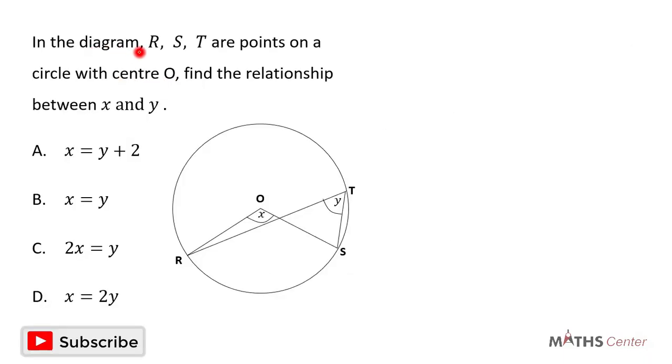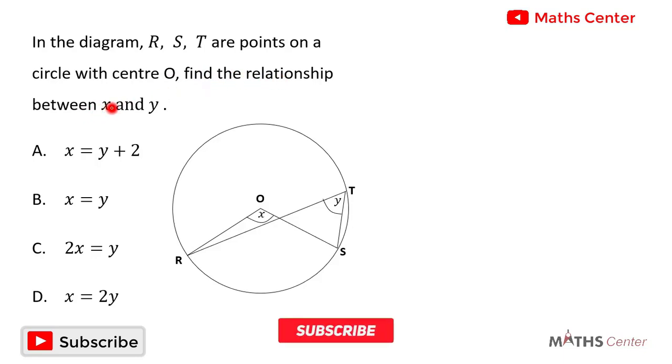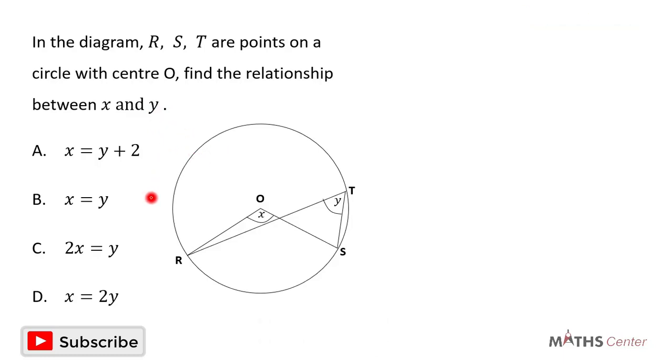In the diagram, R, X, T are points on a circle with center O. Find the relationship between X and Y. This is a multiple choice question, and so we will solve the question, and then after that we will pick the correct option. We have angle ROX as X and angle RTX as Y. The question wants us to find the relationship between X and Y.